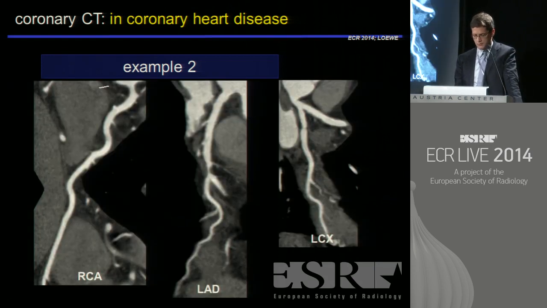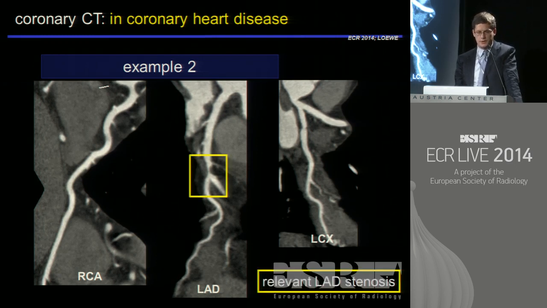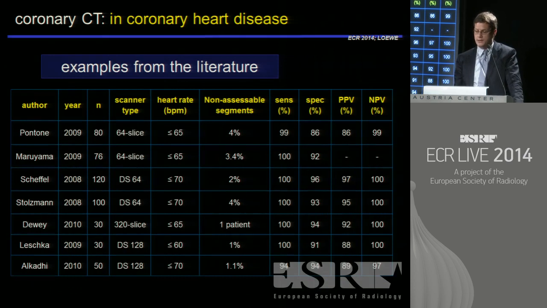So this patient is more in the intermediate risk group. And even in this case, it was very helpful to do the CT. And of course, we can even demonstrate the disease here. It's obvious that there is a high-grade stenosis of the LAD. So this patient has a coronary artery disease. Can we trust these findings? Yes, of course, we can.